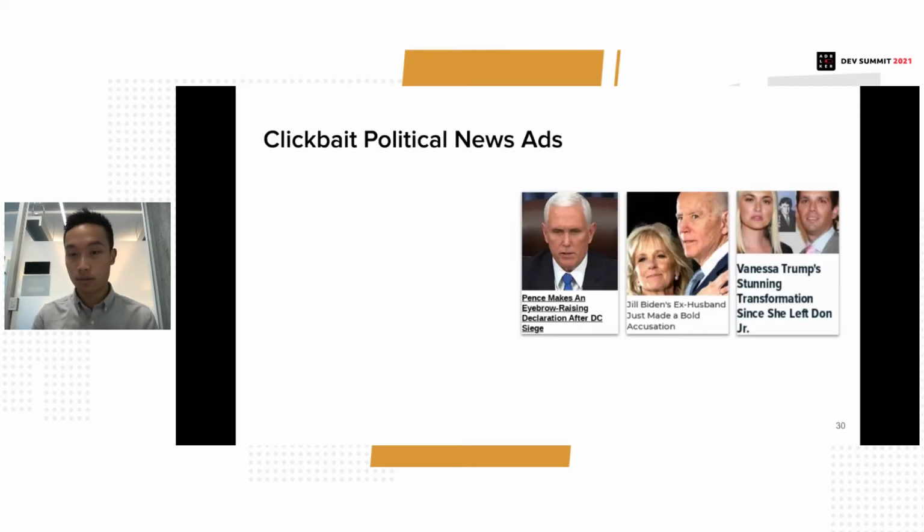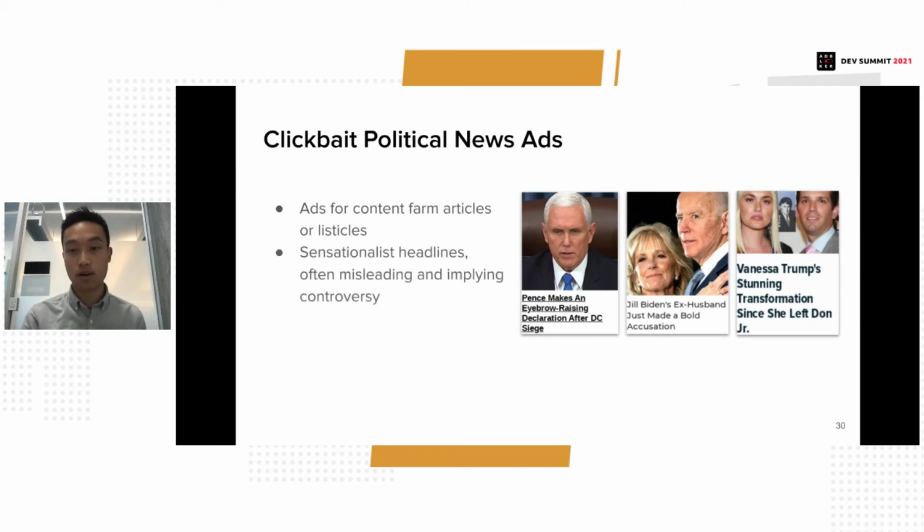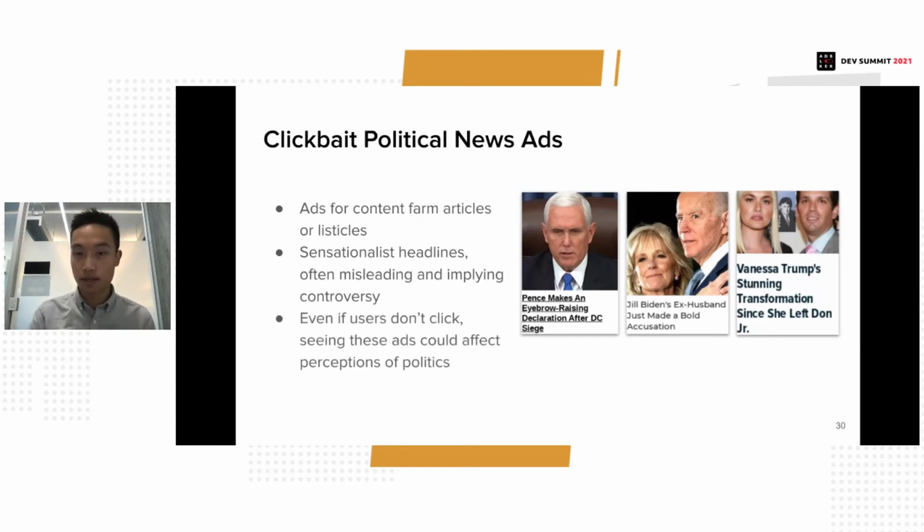A final group of potentially problematic political ads were clickbait stories. So these ads are intended to drive traffic to content farms and listicle sites. They often use sensationalist headlines that imply some sort of controversy around a politician. However, we found that the underlying articles were often less scandalous than the headline would imply. But the fact that these ads run on various news websites means that the ads could be muddying the waters and generating this sense of controversy, even if people don't click on them.